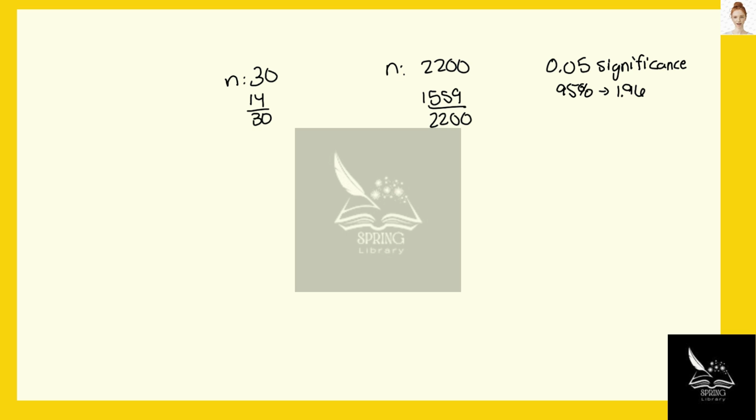So for A, it says what are the null and alternative hypotheses for the hypothesis test? So comparing results, 14 divided by 30 is 0.47, and 1,559 divided by 2,200 is 0.71.